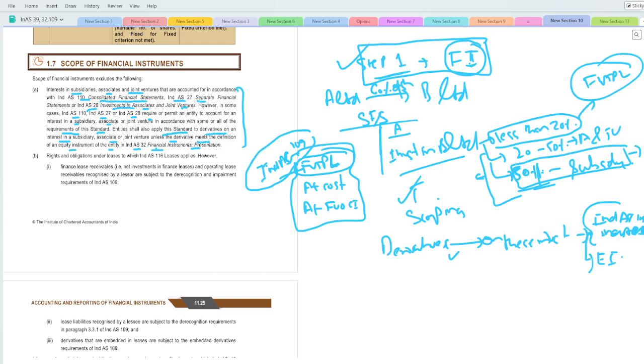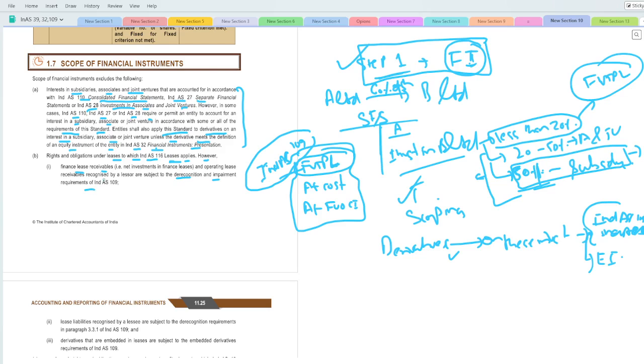Okay. So now the rights and obligations under leases, to which Ind AS 116 applies. So for leases, this Ind AS 116 is applicable. However, financial lease receivables, the net investment in the financial lease, and the operating lease receivables recognized by the lessor are subject to the derecognition and the impairment.